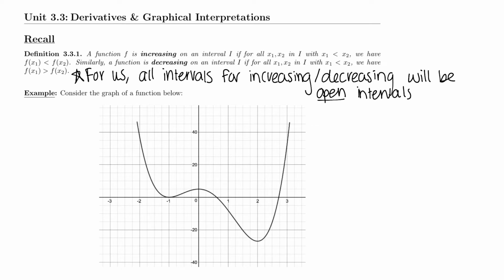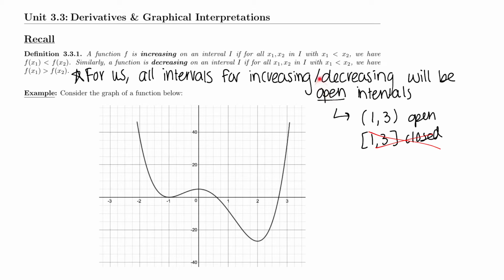And by an open interval, what I mean is that the interval would look something like (1, 3). This is an open interval. A closed interval would have brackets. So we're not using a closed interval, we're using open intervals. When I say open, what I mean is that we are using parentheses on our intervals and not brackets.